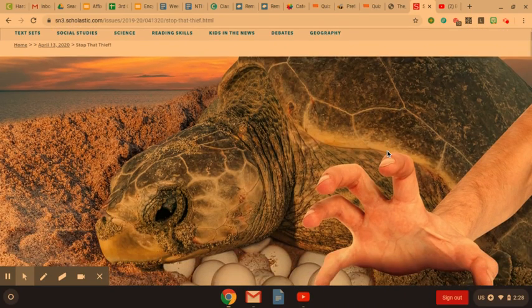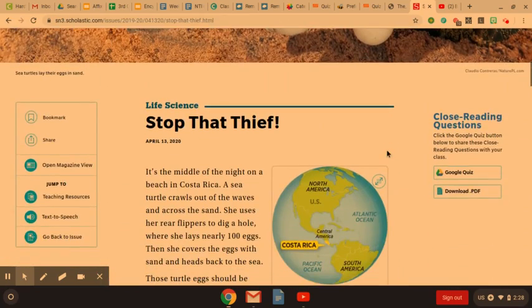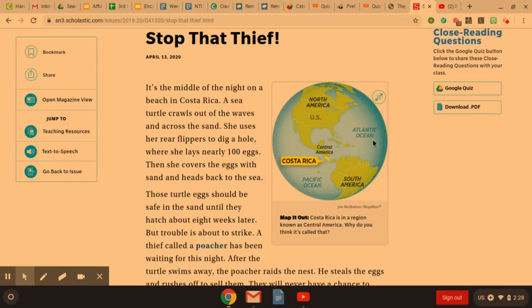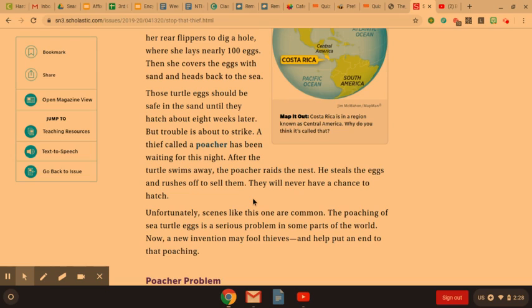Okay, this is a Scholastic News article, and it is titled, "Stop That Thief." It's the middle of the night on a beach in Costa Rica. A sea turtle crawls out of the waves and across the sand. She uses her rear flippers to dig a hole where she lays nearly 100 eggs. Then she covers the eggs with sand and heads back to the sea. Those turtle eggs should be safe in the sand until they hatch about 8 weeks later. But trouble is about to strike.